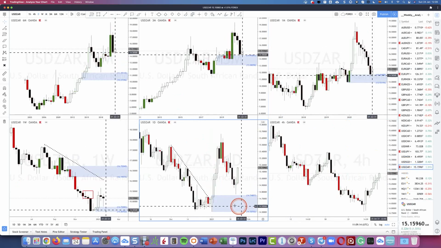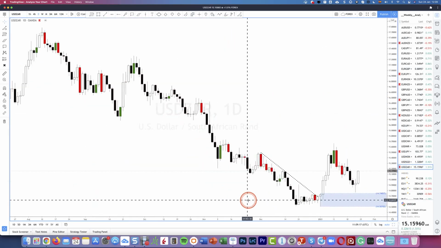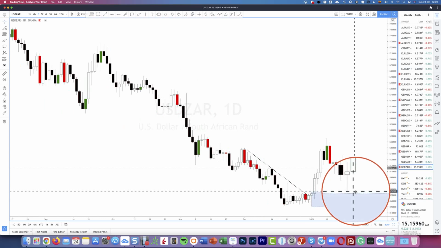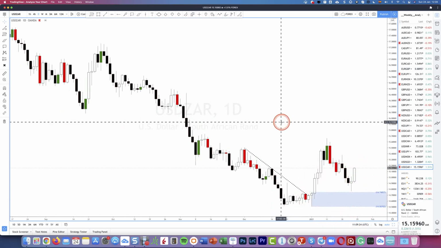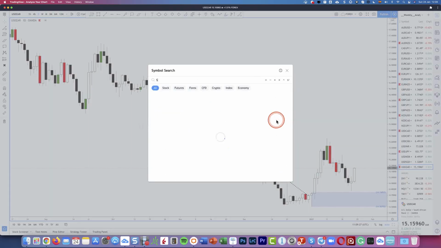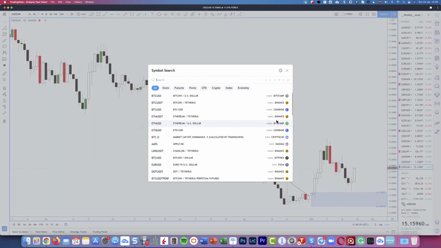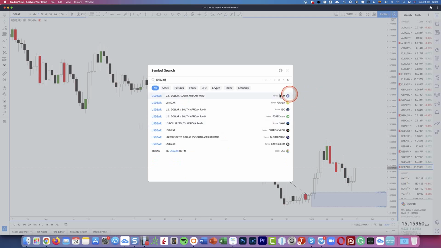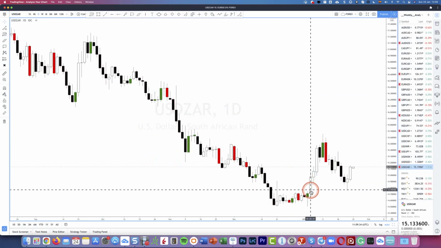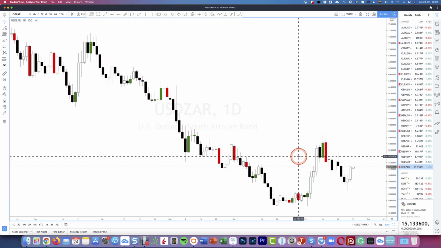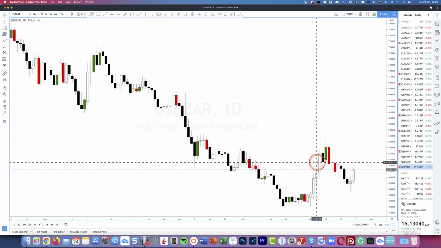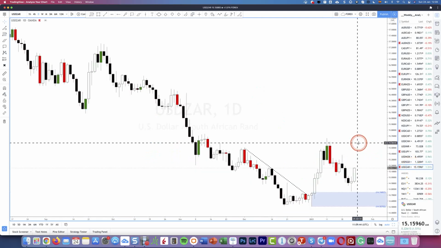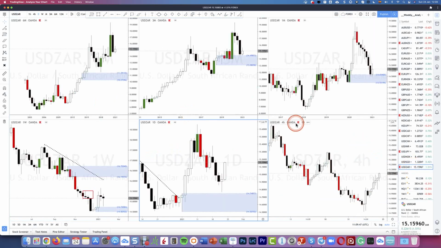On the South African rand, we have a very similar scenario, but it is a pity because price did not retrace to the level by a couple of ticks. Unless this one is Oanda, maybe on your broker. Let me see. SAR, maybe, I don't know. Same thing, no retracement. FXCM, no retracement. No, it didn't retrace as expected.